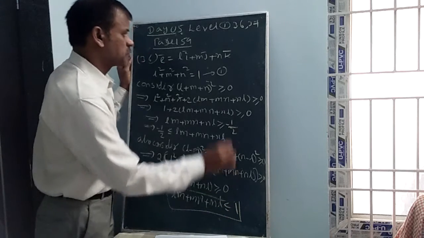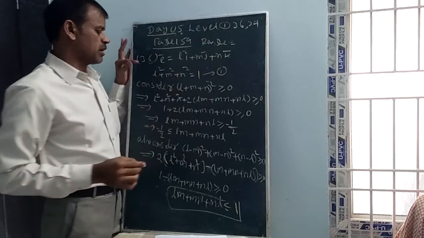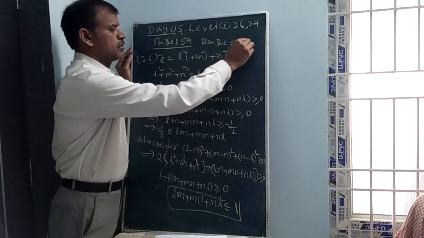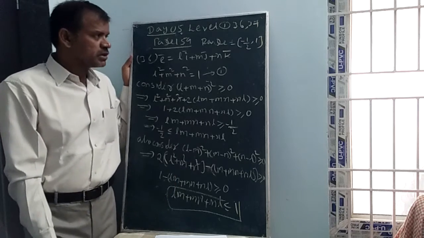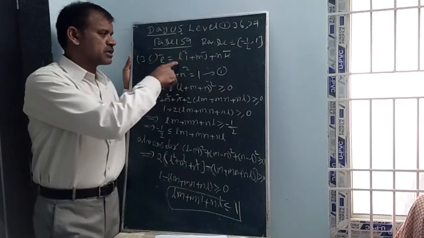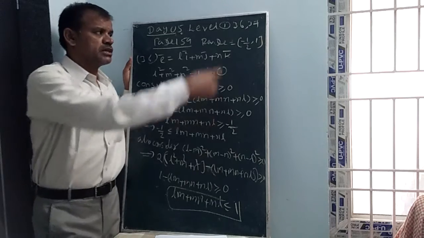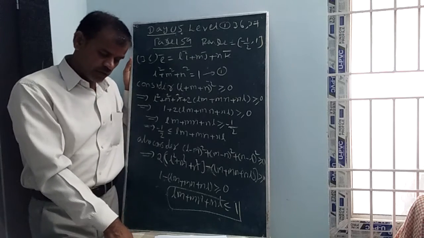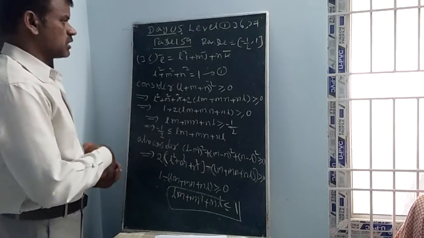So the range of Lm plus Mn plus Nl for the given unit vector is minus 1 by 2 minimum and 1 maximum. In functions and in trigonometry, everywhere this question arises, they may ask the ab plus bc plus ca concept. So the range of ab plus bc plus ca is minus 1 by 2 comma 1: minimum value minus 1 by 2, maximum value 1. Here, according to our question, the 36th question, option 3 is the correct answer. Now let us see the 37th question.